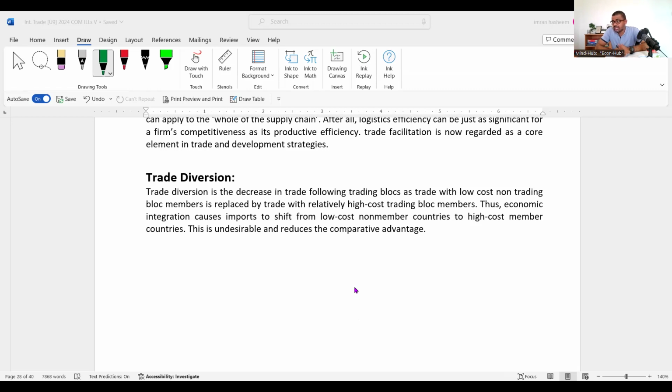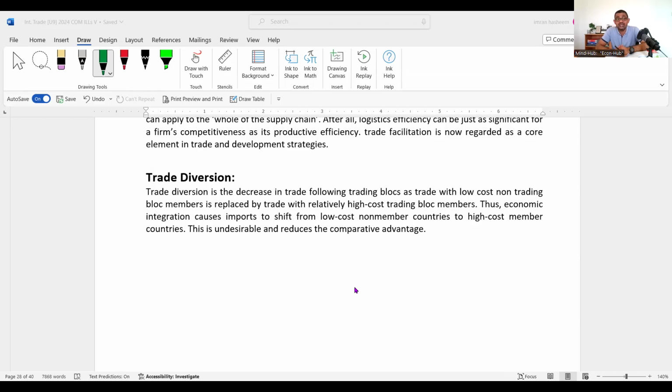Trading blocks: as I explained a bit to you, trade with low-cost non-trading block members is replaced by trading with relatively high-cost trading block members, because that's the agreement. We have to deal with the trading block members, so we deal with them, but we're actually giving up a non-member where the trade was low-cost. Thus, economic integration causes imports to shift from low-cost non-member countries to high-cost member countries.